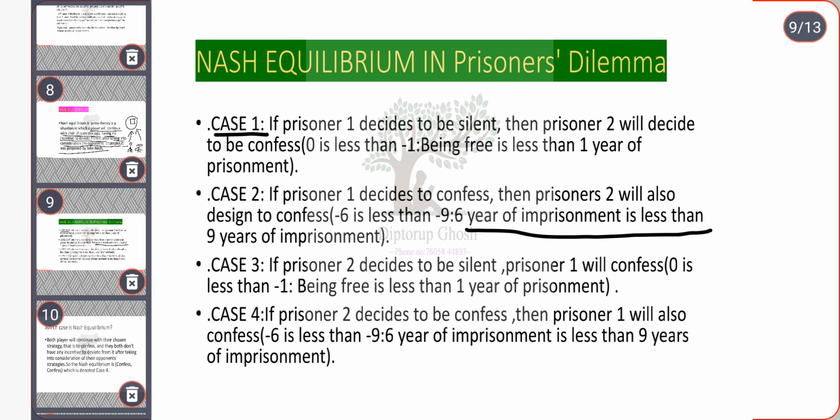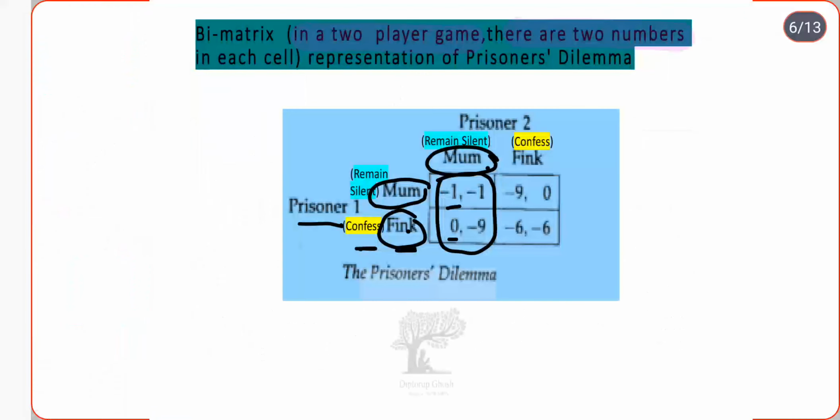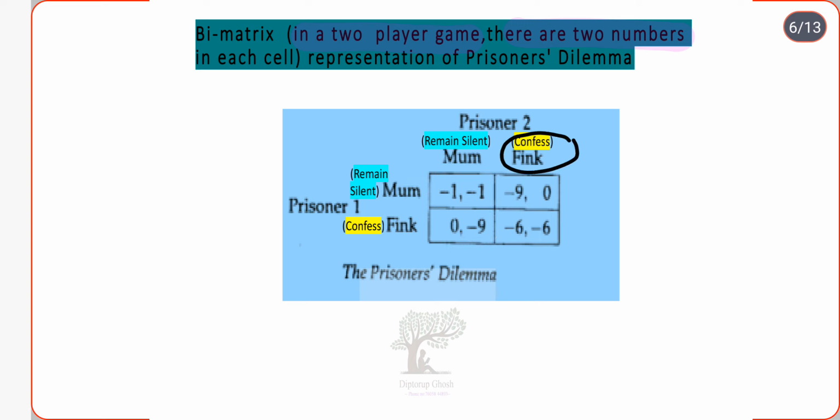Last case, if the prisoner 2 decides to confess. So the prisoner 2 has decided to confess, right? Then these are the two strategies which are into consideration. Prisoner 1 has two options, mom or fink. What will he do? If he decides to mom, then -9 will be his payoff. If he decides to fink, -6 will be his payoff. -6 is less than -9. 6 years of imprisonment is less than 9 years of imprisonment, right? So he will obviously choose to fink, that is to confess.